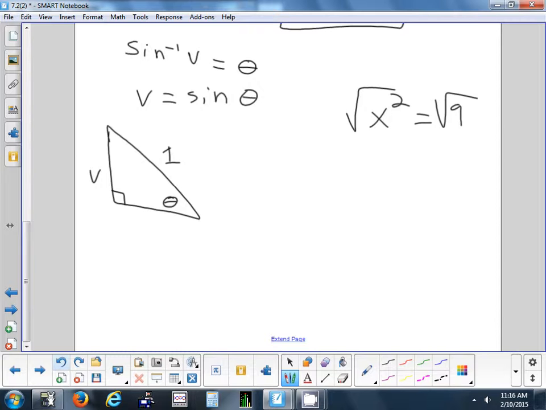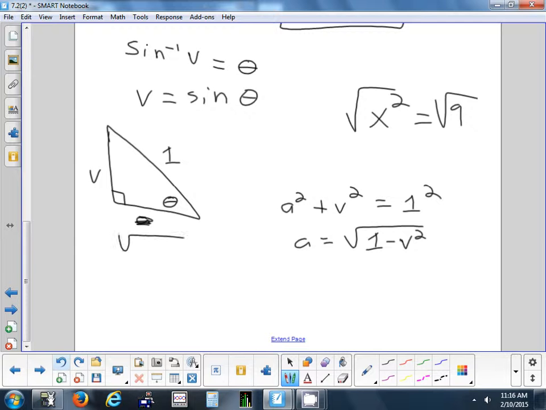Okay, Emily, what do I do to get this bottom side? We can use the Pythagorean Theorem. If you want to pick any letter you want, we're going to erase it in a second. We have a squared plus v squared equals 1 squared. And now solve for a. So if I subtract v squared and then take the square root on each side, I get a is the square root of 1 minus v squared. So you're going to notice that pattern a lot. You get that 1 minus v squared, something like that. Okay, you'll see that a lot.